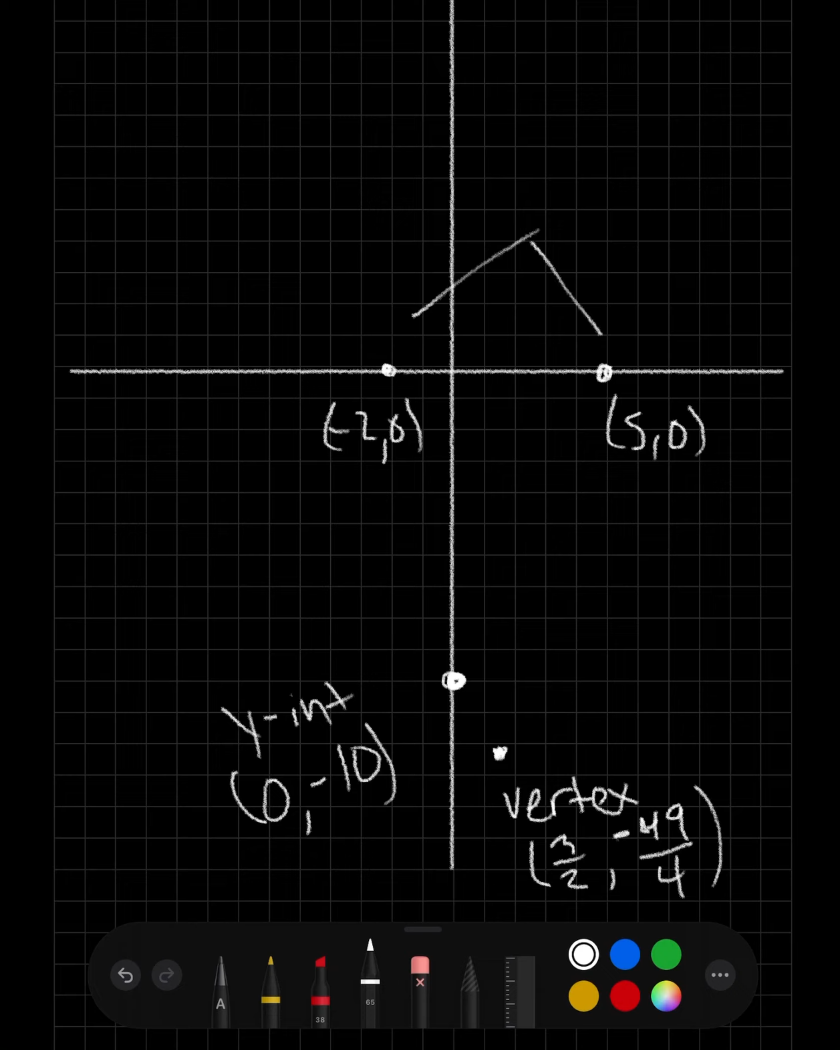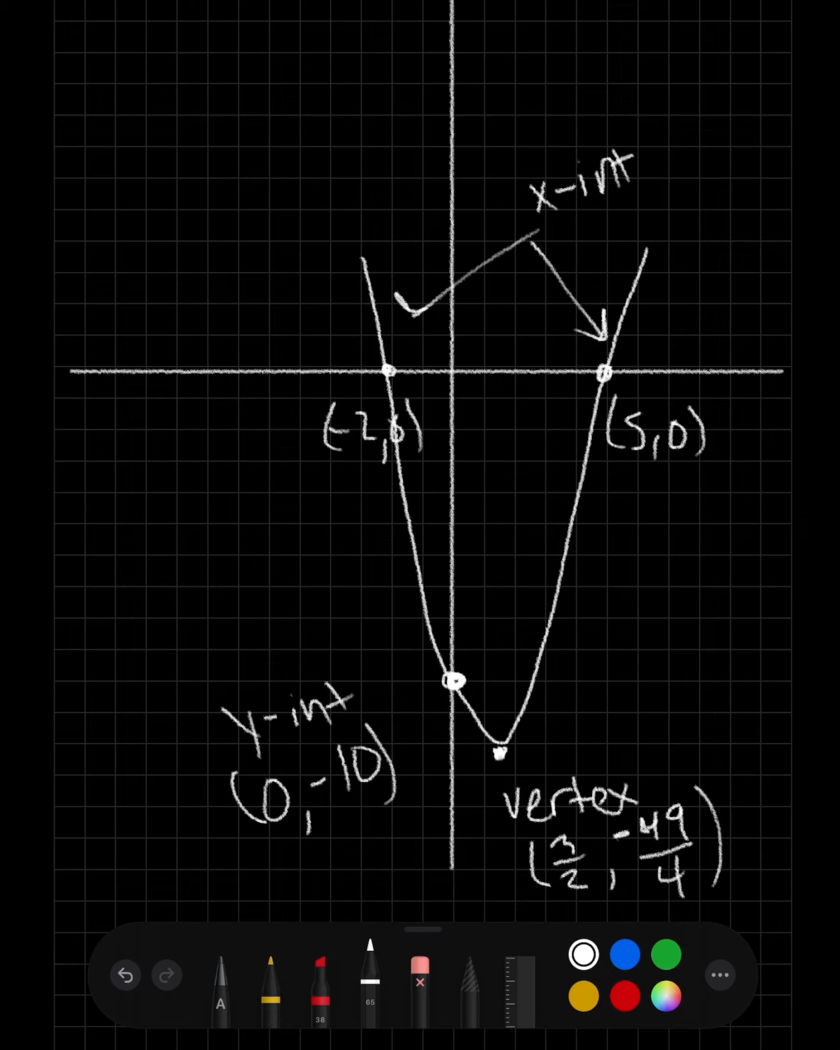And these are our x-intercepts. And now we have enough to graph this parabola. Just draw the general shape through your points. I'm not the greatest artist, but you do want it to be vaguely U-shaped, because you know that's what it's supposed to look like. And that would be it.